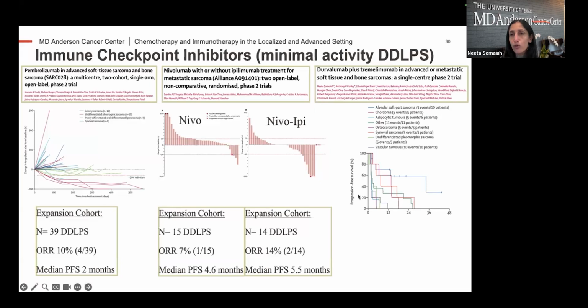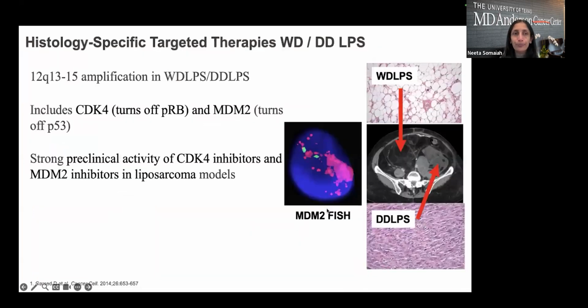So this was from our group, one of the immunotherapy studies, but we had a few of the liposarcoma patients and we did not see responses.